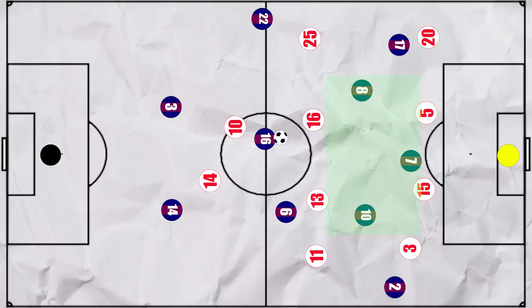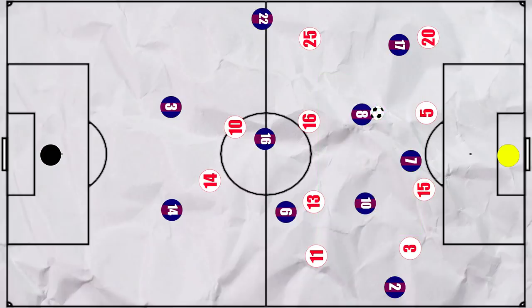But when they pushed high, they grew the space between the lines, which was a constant problem as Messi or Iniesta could get onto the ball in this region and look to cause damage. This is exactly what happens on the first Barcelona goal.